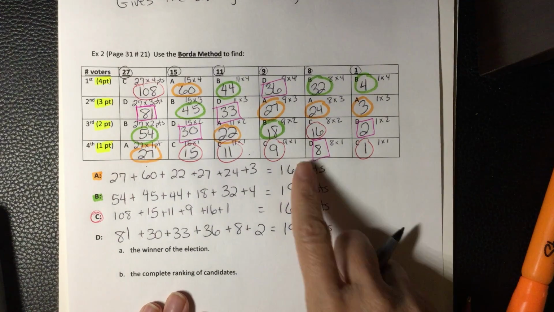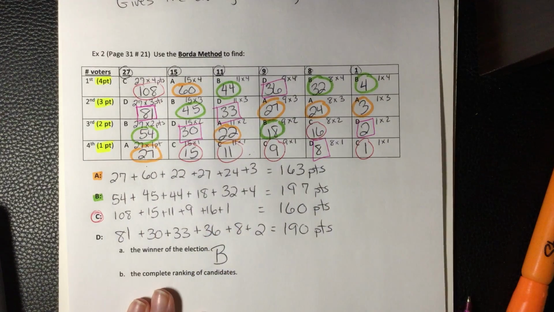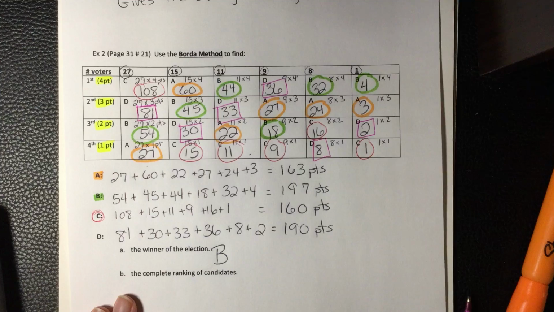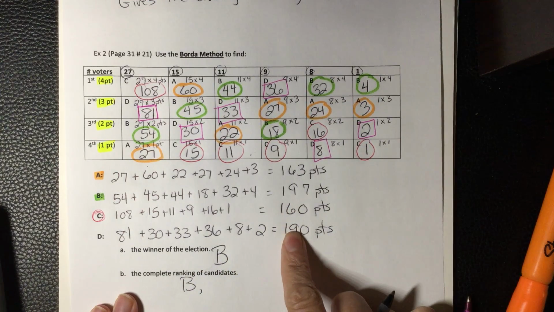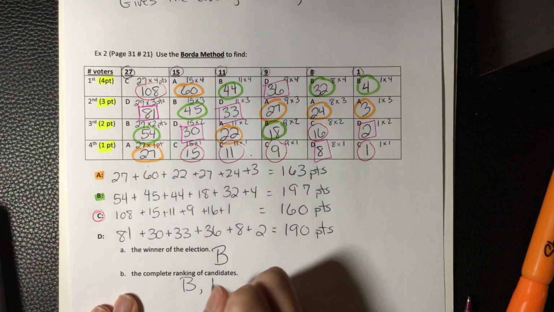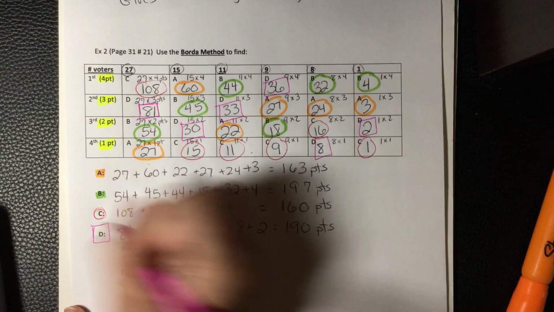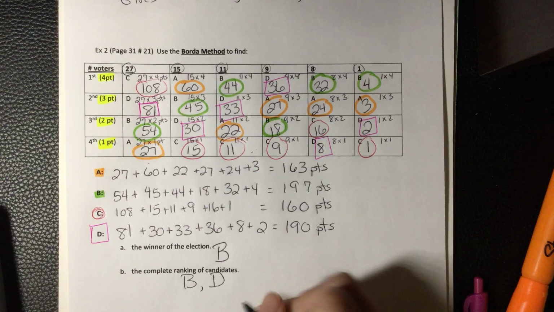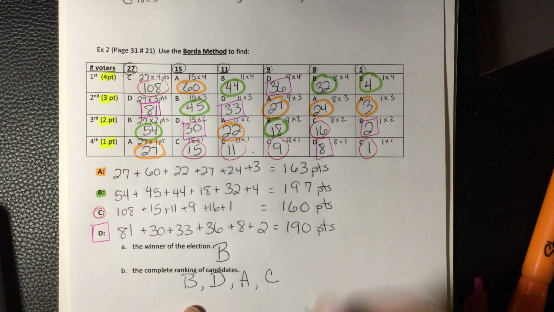All right, so if we look at the one with the most points, this is going to be B, so they win the election. And if we do a complete ranking, B got first. We can see that D got second. Sorry, I didn't mark my color on D. We can see that A got third and C got last.